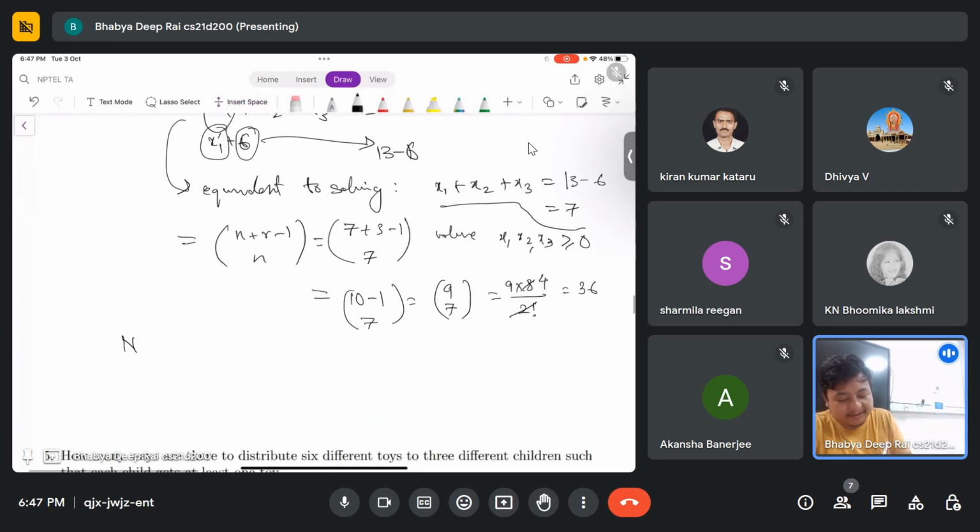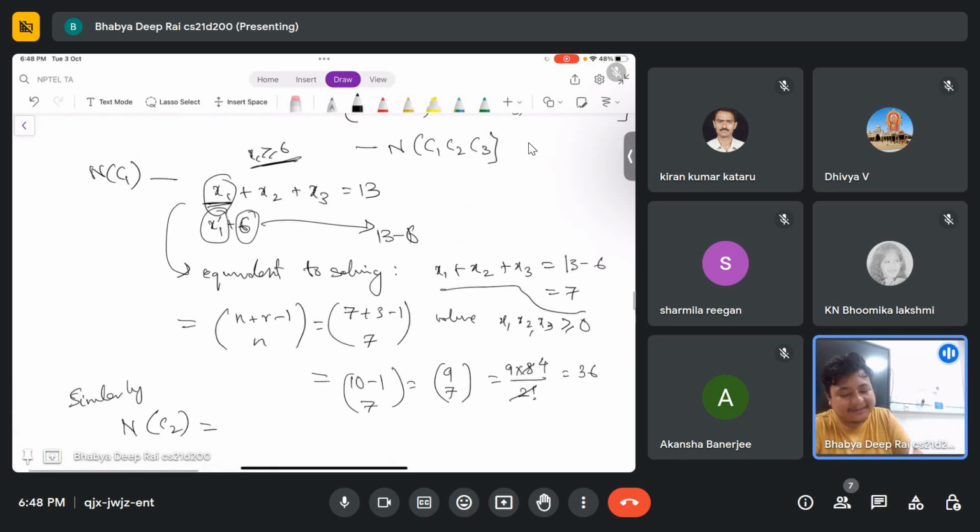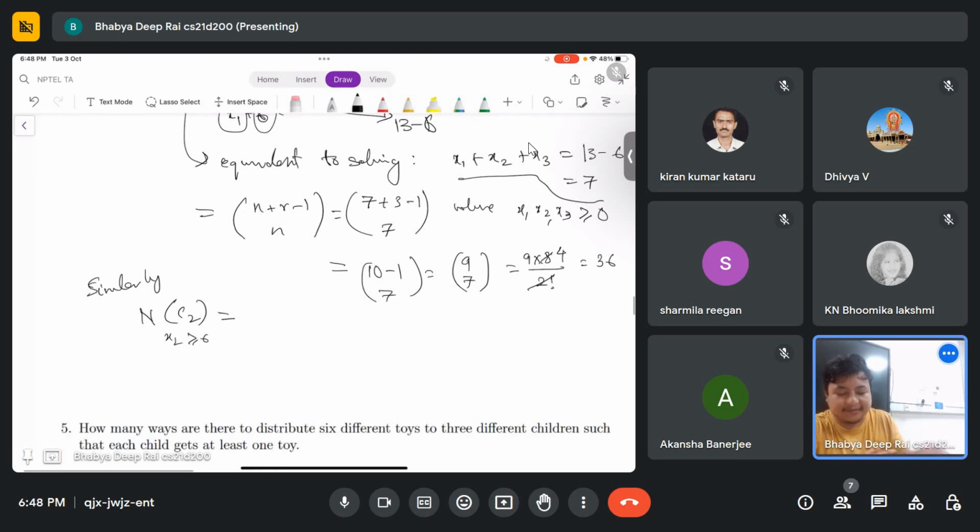Then similarly, you will see that the case for c2 and c3 is also the same, because instead of x1 being at least 6, we'll do x2 at least 6. So the same thing holds, and you have 36, and n of c3 is also equal to 36.